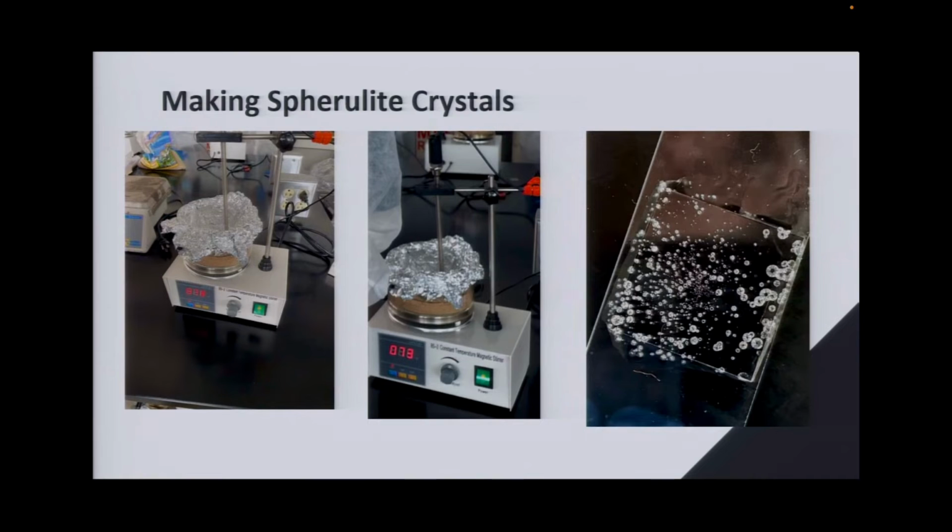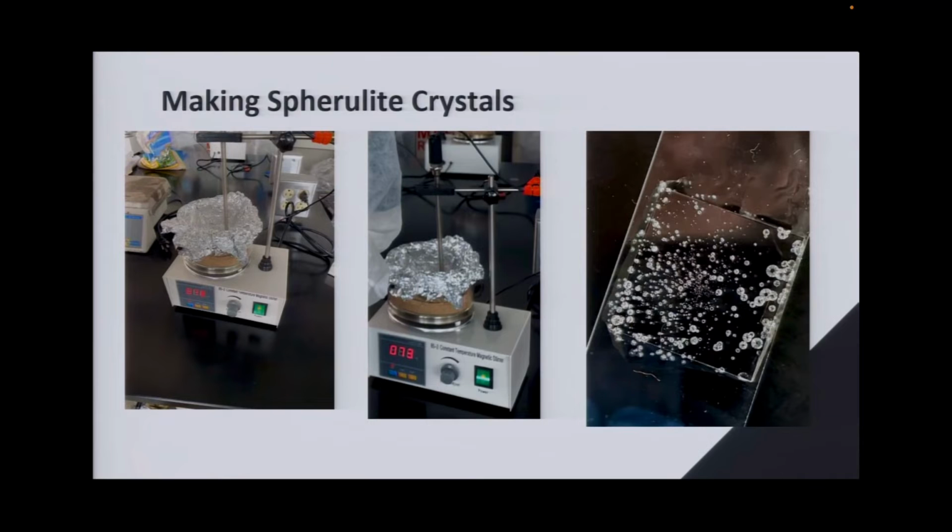First, we measured a small amount of the polyethylene oxide powder on a glass slide and heated the hot plate to 149 degrees Fahrenheit. Then we placed the glass slide in a bowl on the hot plate and waited for it to melt. When it was melted, we took it out and the crystals would form at room temperature.